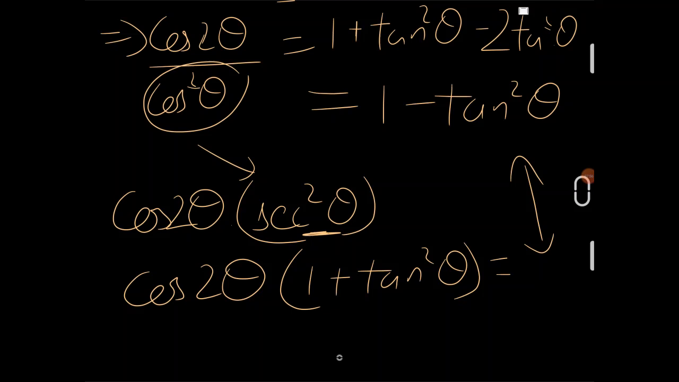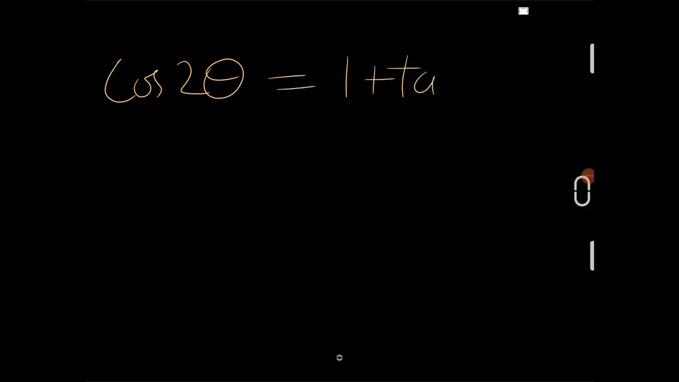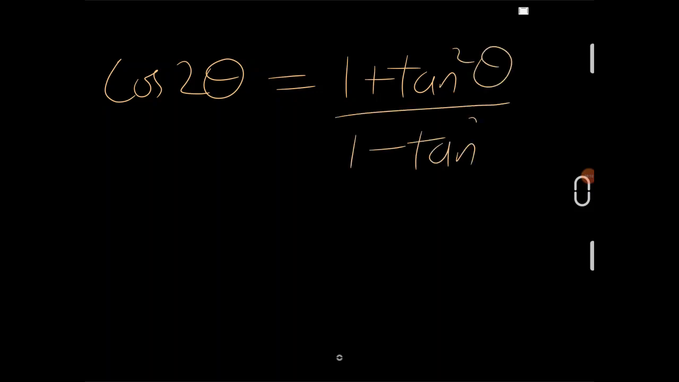So it will be cos 2 theta is equal to 1 plus tan square theta divided by 1 minus tan square theta. Wow, now my aim is done. I have cos 2 theta in the form of sine square, in the form of cos square, and now at last I have it in the form of tan square also.